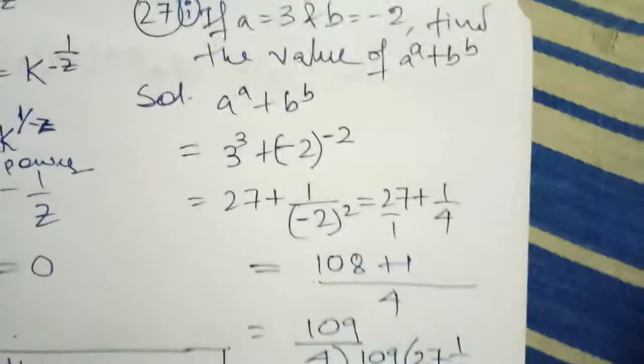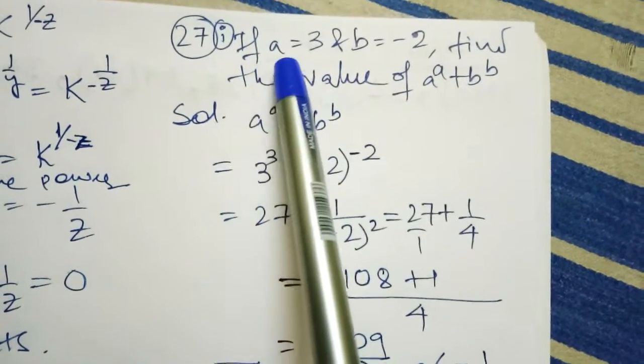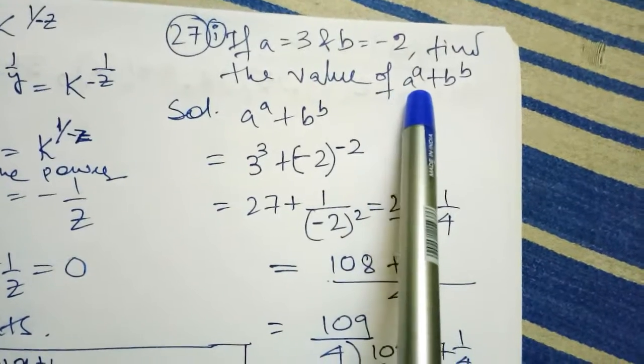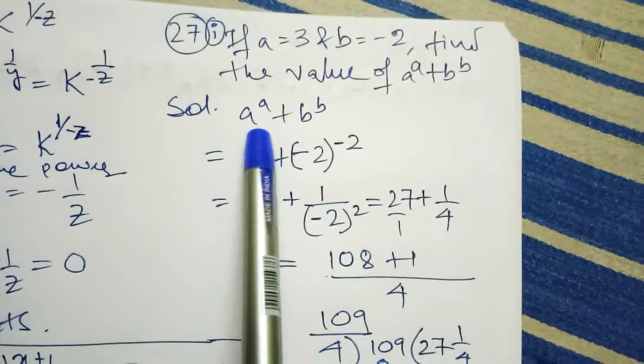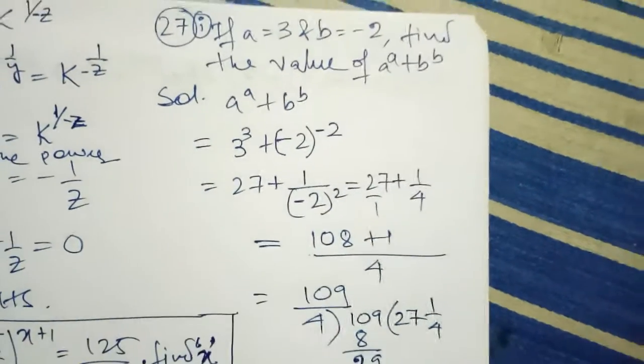Next, 27 Roman 1 is also a very easy question. If a equals to 3 and b equals to minus 2, find the value of a to the power a plus b to the power b. So from here I have written what is given over here. Just you need to substitute the value.